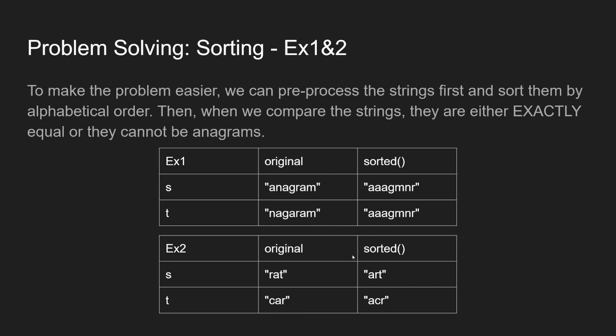While sorting the second example, you can see from AR and AC that these are clearly not anagrams, because even though the second string does have an R, the R position should be in the second one to even be an anagram. So it's a very quick detection.